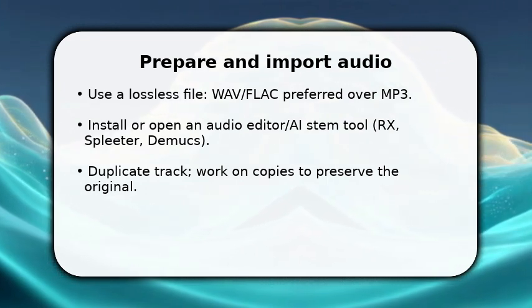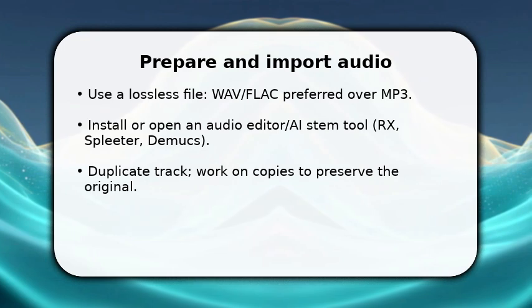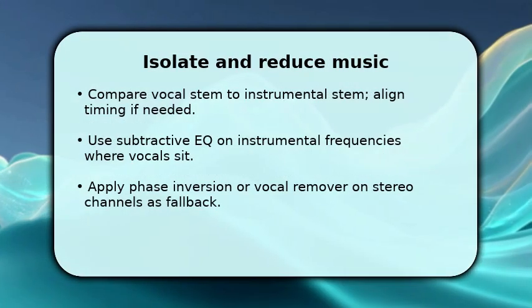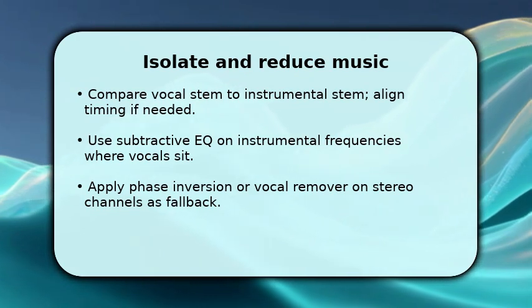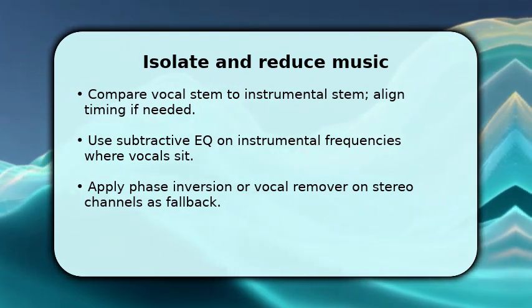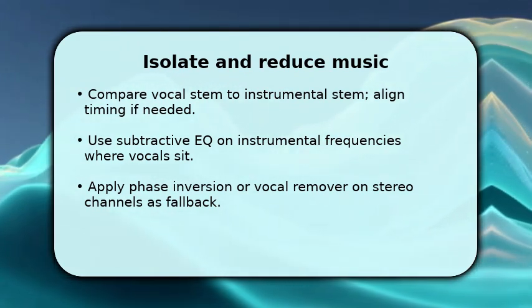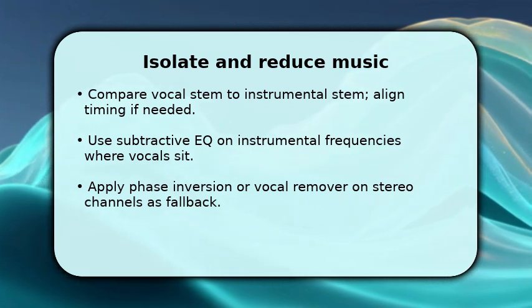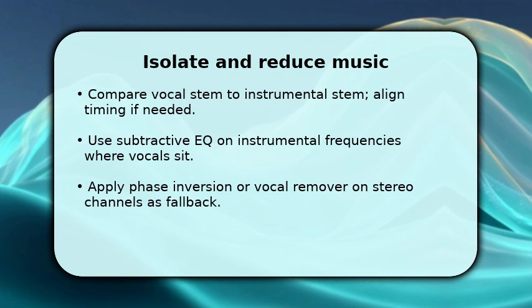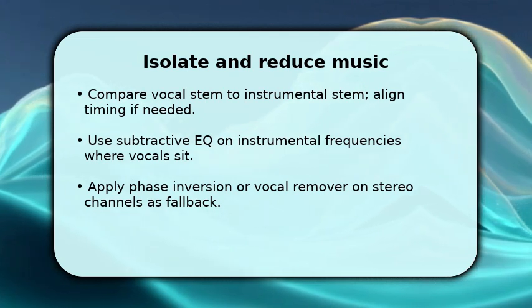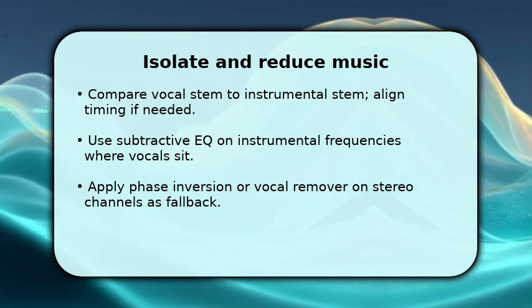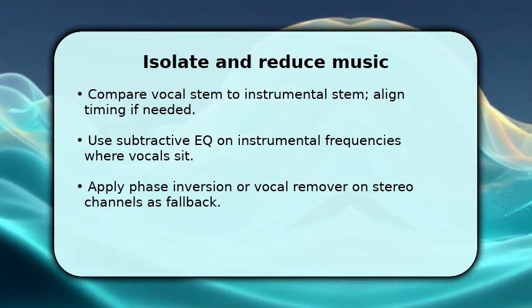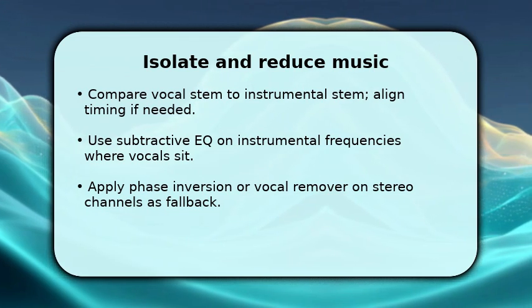Now focus on removing the background music while keeping the vocal intact. First align stems precisely so there's no timing offset, then listen for overlapping frequency ranges, typically 100 Hz to 8 kHz, and apply subtractive EQ on the instrumental stem to reduce those bands slightly. If residual music remains, try phase inversion between the instrumental and full mix, or use a dedicated vocal remover algorithm. Adjust gain and smoothing parameters gradually.